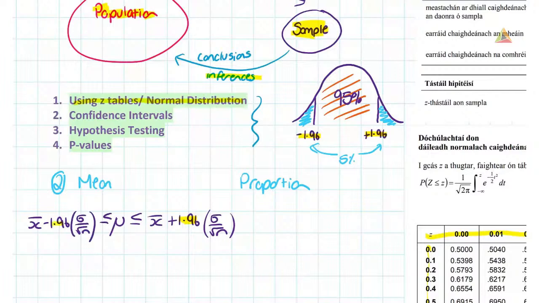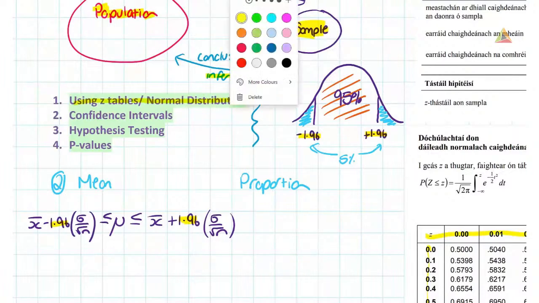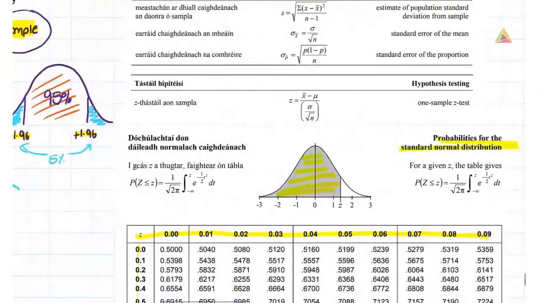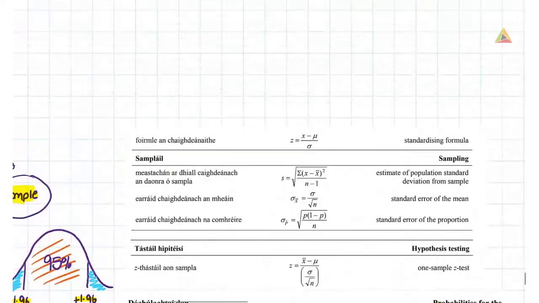So just two things to say to you there. First of all, this sigma over root n, that's basically our standard error of the mean. You're going to find that on page 34 of your log tables. Right there is your standard error of the mean.